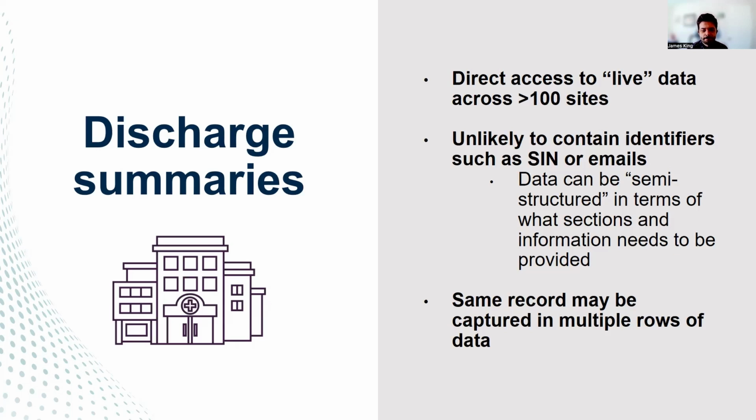And as I said, it's been a continued rollout of Connect Care across the province over time, but now this is really something where we have direct access to information across over 100 acute care sites in the province. Thinking a bit more about some differences from data in Manitoba or Ontario, the discharge summaries are not likely, from what we've seen, to contain information like social insurance numbers or even emails, for example.